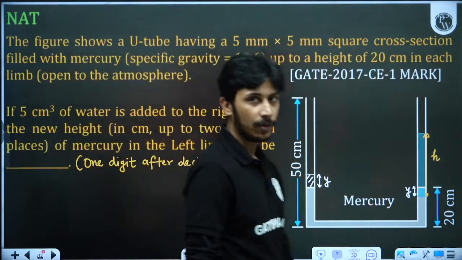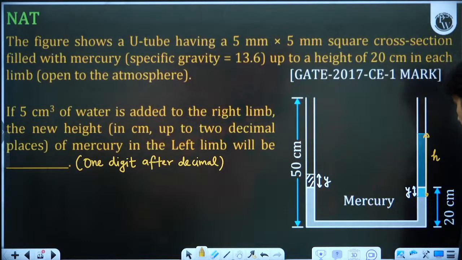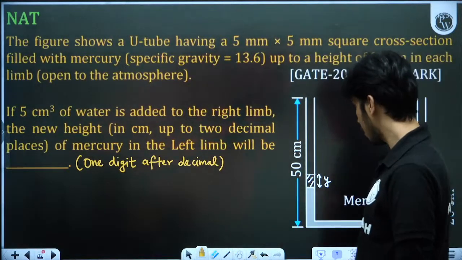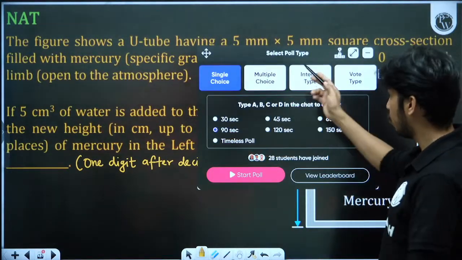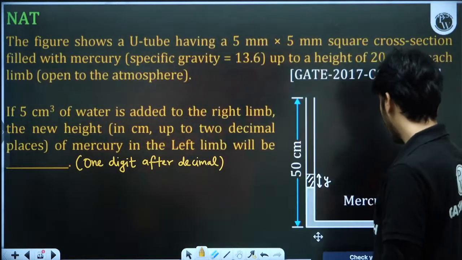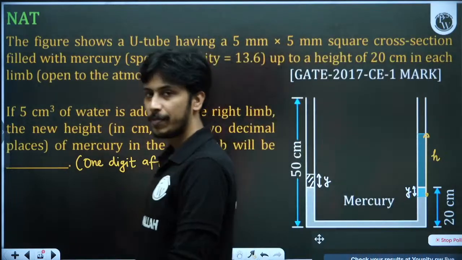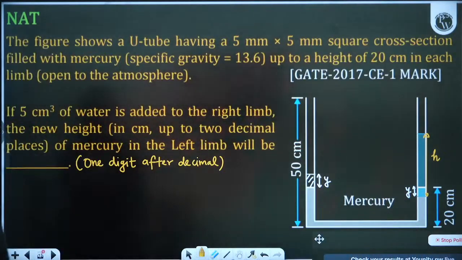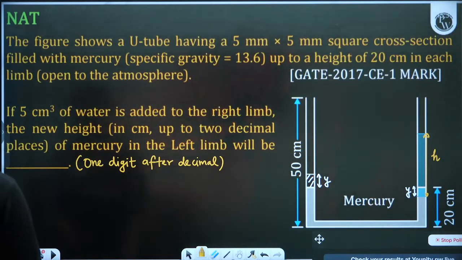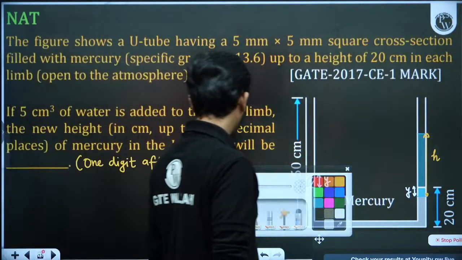I am creating the poll and giving you 90 seconds because this is a 2 marks question. For a 2 marks question, I have to give more time. I have explained this, now you can calculate. Give the answer in the comment box. Just type the answer, 1 digit after decimal, in centimeters.